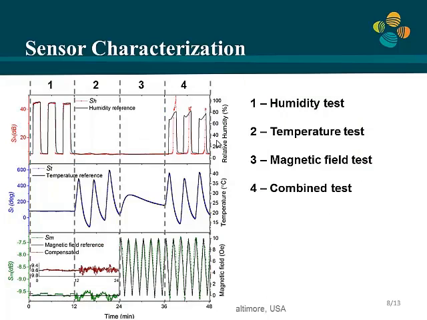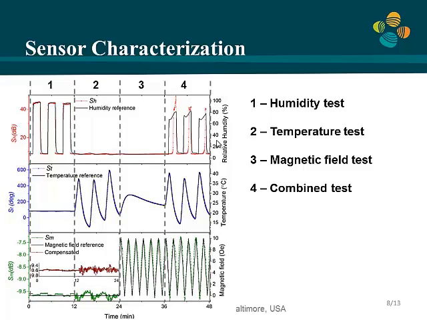Here, the picture I show here, the red line represents the humidity signal from the sensor. The blue line represents the temperature signal, and the green line represents the magnetic field signal. And on the x-axis, the time axis, we divide it in 4 sections. In the first section, we change the humidity value, in the second section, we change the temperature only, and in the third section, we change the magnetic field. In the fourth section, we change all 3 parameters at the same time.